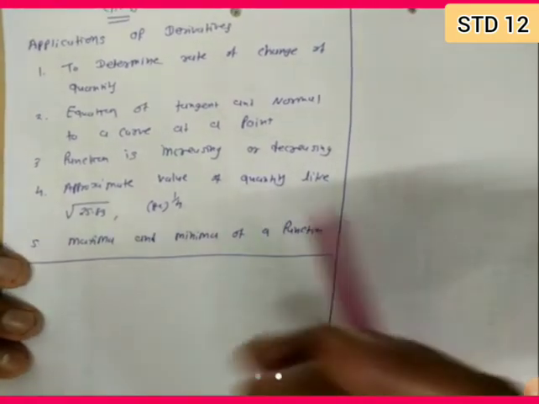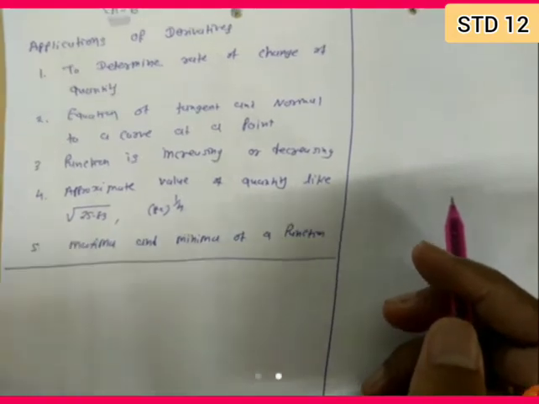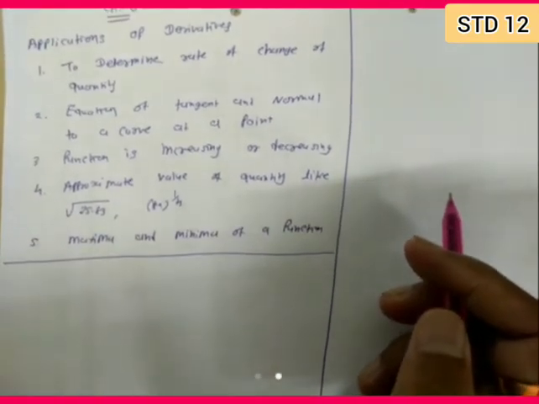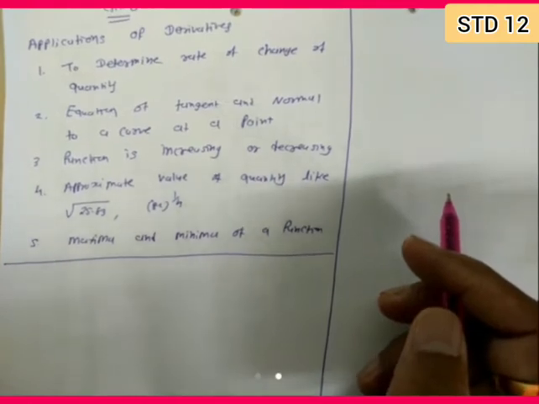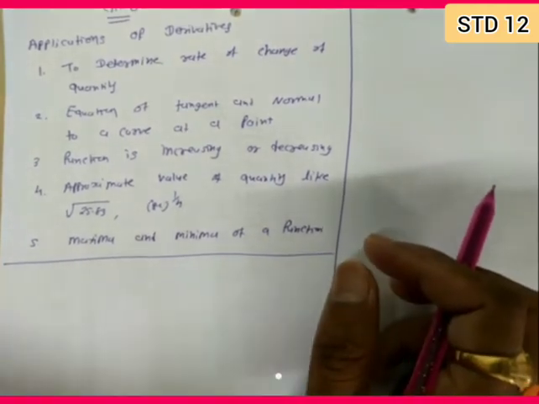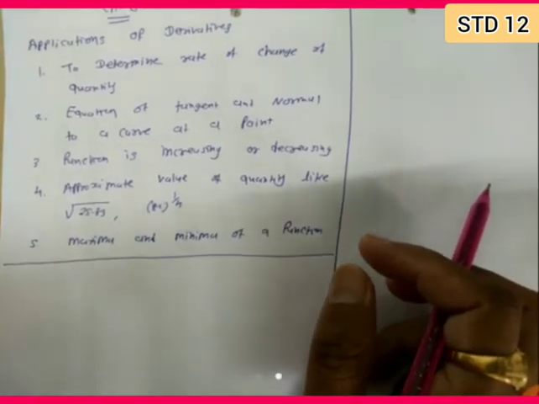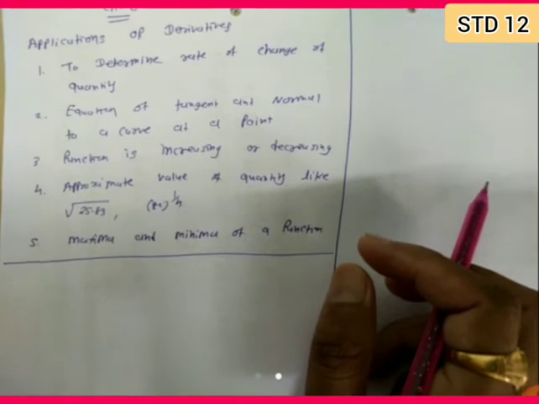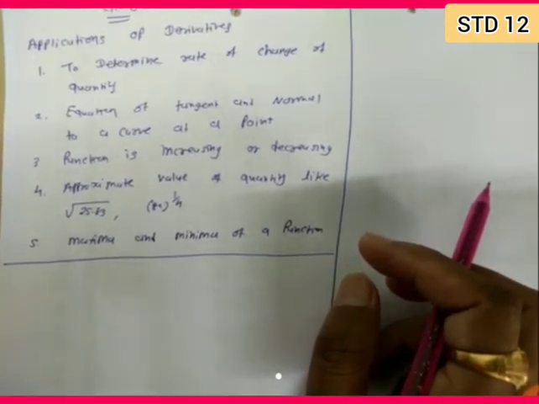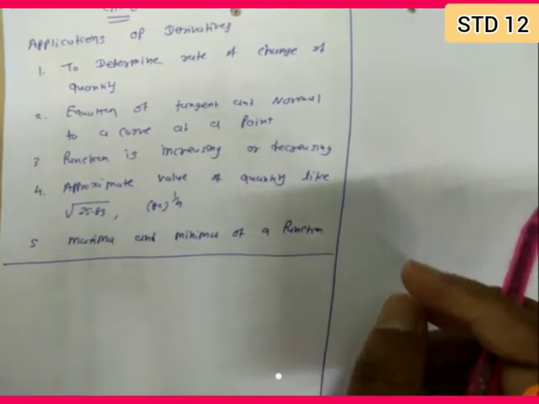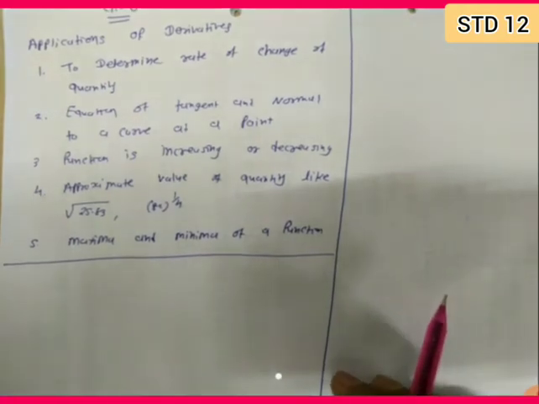Today we are going to start our new chapter, chapter number 6, in which we will study applications of derivatives. In this chapter, we are going to study a total of 5 applications of derivatives. First, we'll discuss how to determine the rate of change of any quantity with respect to some parameter. Second, we will find the equation of tangent and normal to a curve at a point.